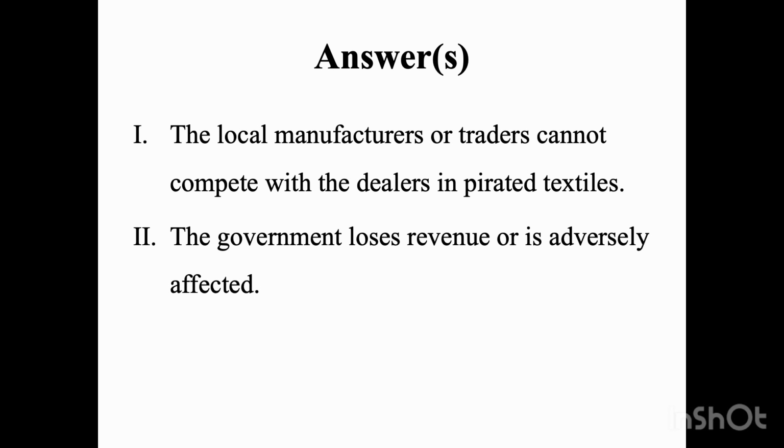Now, when you are writing it during WASSCE, you just pick one of the two. So, the first one, the local manufacturers cannot compete with the dealers in pirated textiles. The government loses revenue. That is the answer. Or you go for the government is adversely affected. But then I prefer the first one because with that one, it's specific about how the government is affected adversely. It states that it loses revenue.